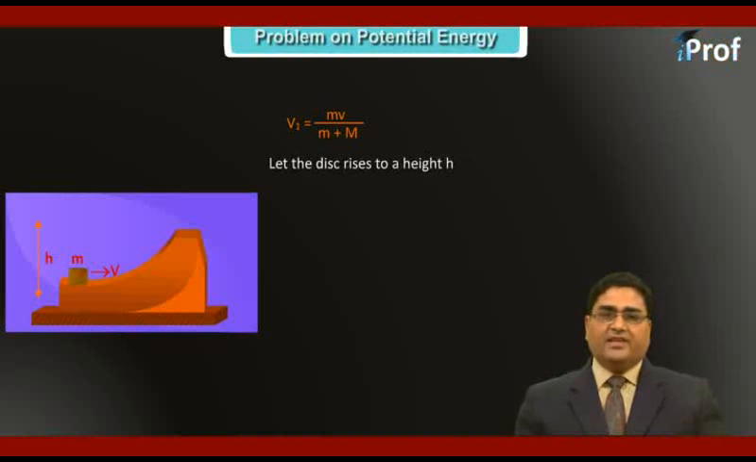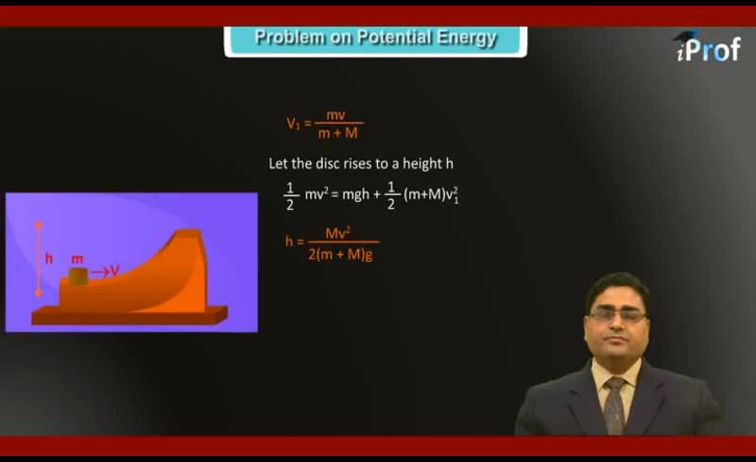Let the disk rise to a height h. Apply the principle of conservation of mechanical energy. We get half m v square equal to m g h plus half (m plus M) v1 square. That gives us h equal to M v square upon 2 (m plus M) g.